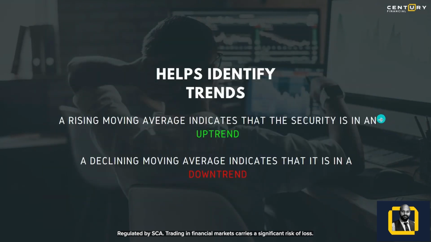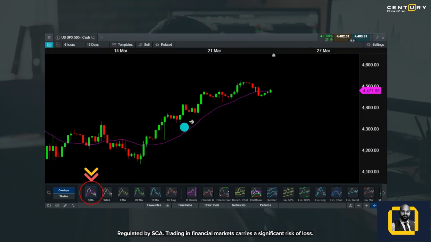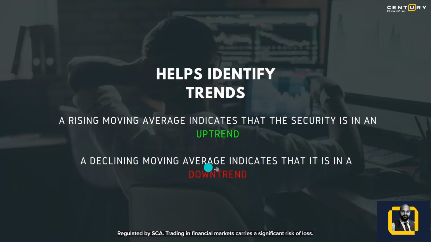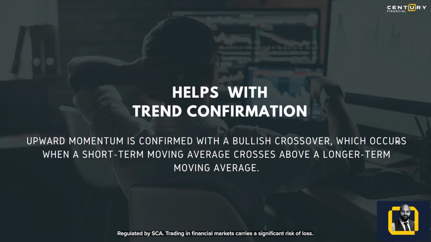Now, it helps identify trends, which is true. You can identify a trend by just looking at a moving average. Of course, you don't need a moving average to identify a trend, but it makes it simpler for us to understand. A declining moving average tells you it's a downtrend. A rising moving average says it's an uptrend. It helps with trend confirmation as well.